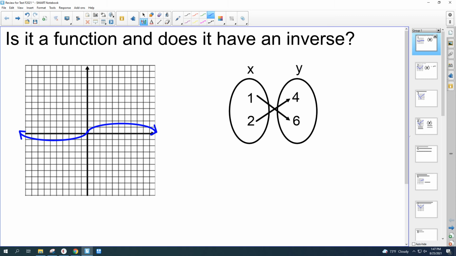First problem, is it a function and does it have an inverse? Is it a function is a question you can answer with the vertical line test on a graph, okay? Is it a function? Yes, this one's a function. Yes, it's a function.